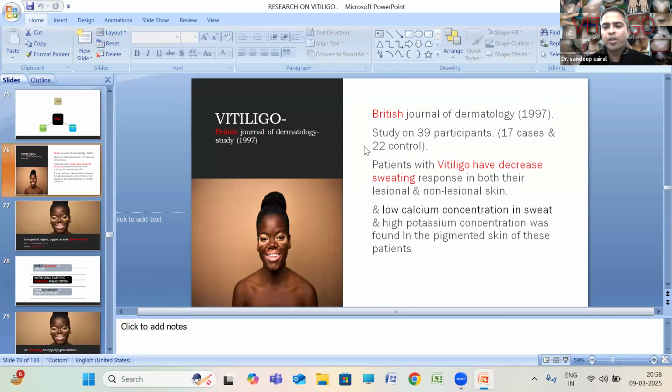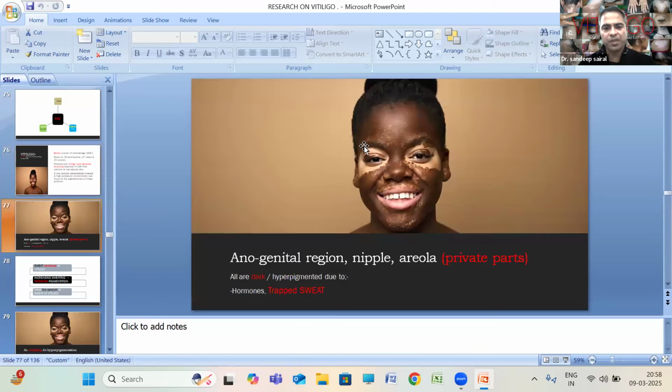In this study, we concluded that vitiligo patients have low sweating, meaning perspiration will be low. But what we normally see in healthy persons is that the anogenital regions, private parts, nipple and areolar regions are all dusky, dark or hyperpigmented in comparison to the rest of the body color. Why is it so? We found that two reasons are most prominently important: the trapped sweat and, second, hormones.